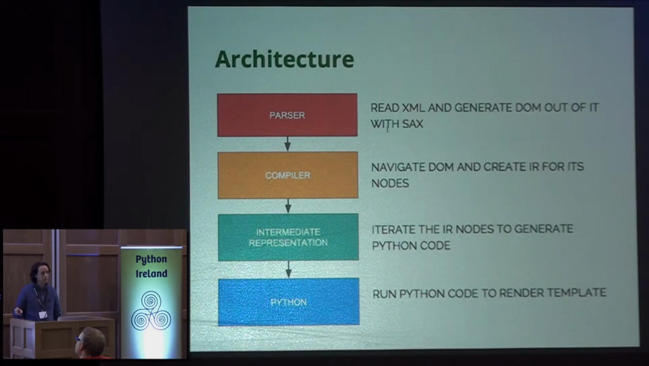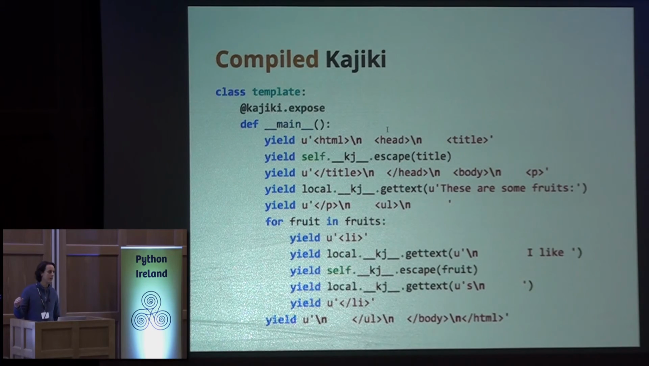And it navigates the DOM that Sax created, and out of the DOM it creates an intermediate representation, which is a tree of nodes that know how to build the code. And then out of the intermediate representation, the Python code is generated. And this is the Python code you will get. This is actually the Python code of the real template itself.